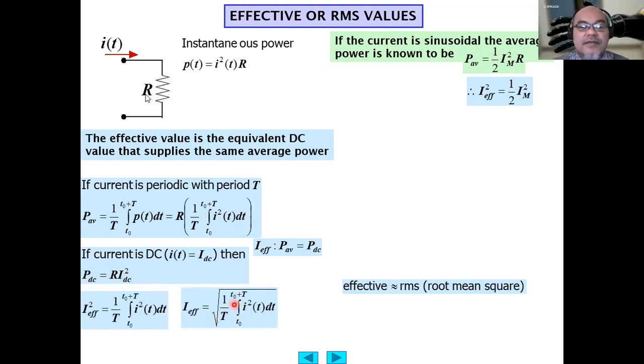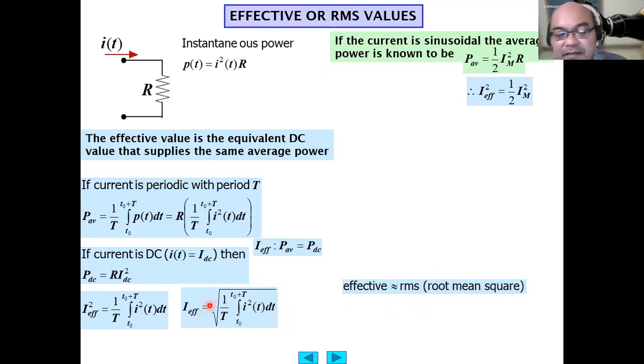So from here, the effective current equals this, with the right-hand side being squared, then square root. The effective current equals the square root of 1 over T integral, the mean square. This is basically the mean square: 1 over T integral from t0 until t0 plus T of i squared t dt. So this is the square. Dividing it by T, it becomes the mean, and being square root, it becomes root mean square. That is the origin of why the effective value is called the root mean square value, RMS.